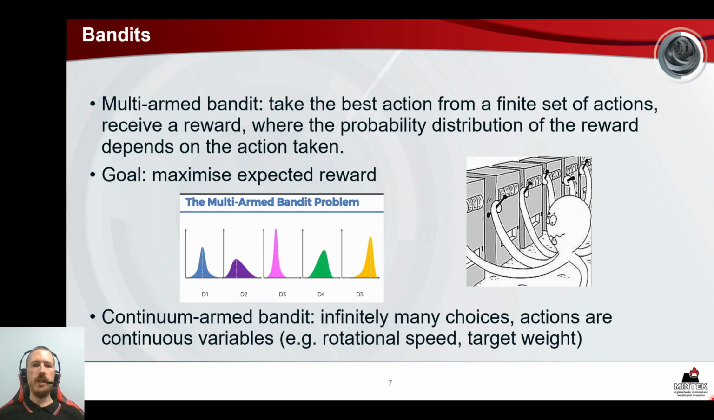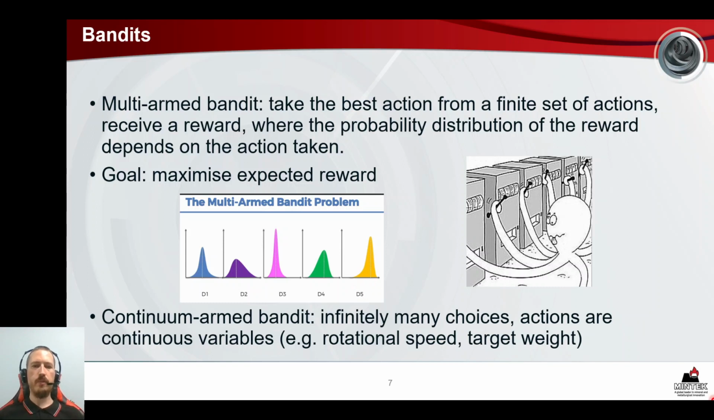Now, a multi-armed bandit problem is one where you have a finite set of actions and you have to select the best action. Each action gives you a reward with some probability. We can see in this example we have 5 actions, and it's clear that action D5 will give you the best reward most of the time. So the bandit wants to find this action.